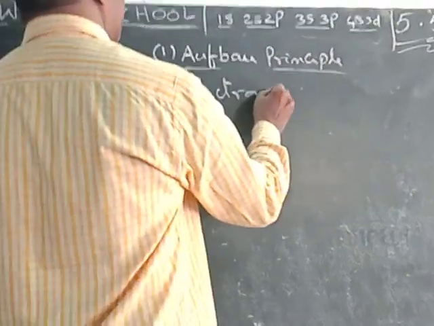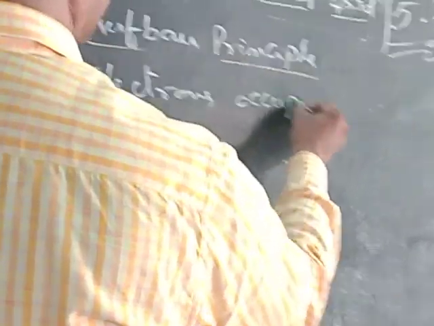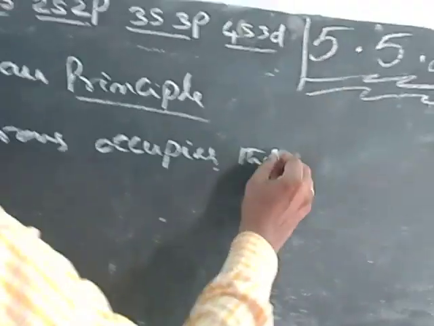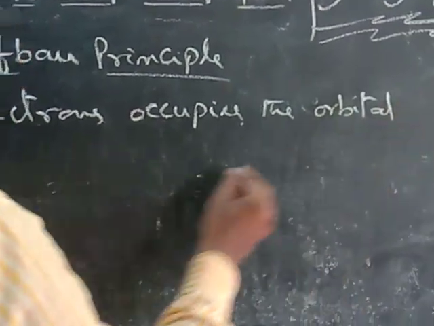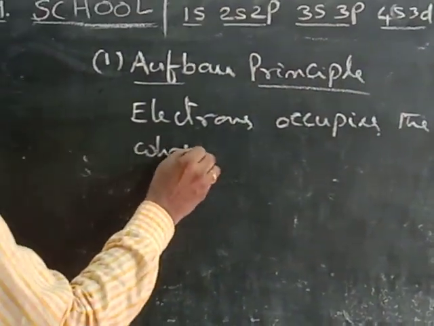Electrons occupy the orbital whose energy is least.